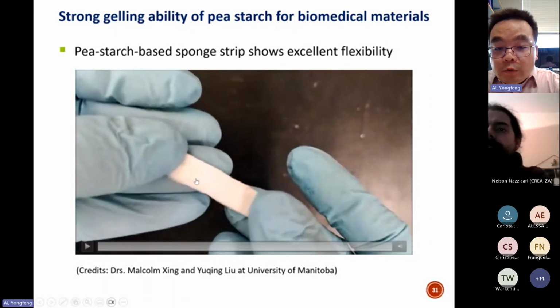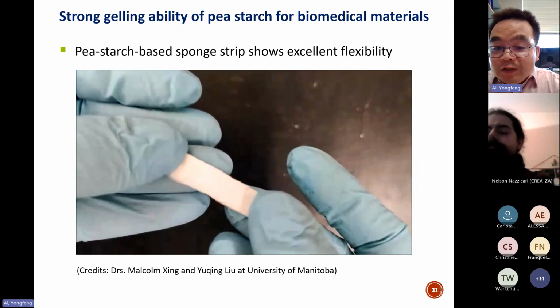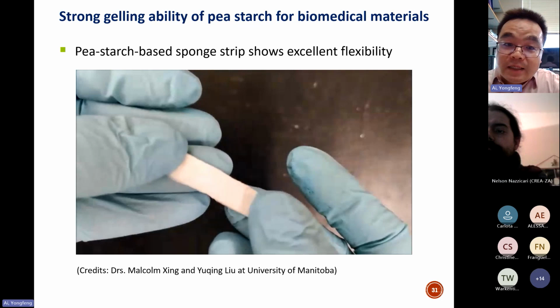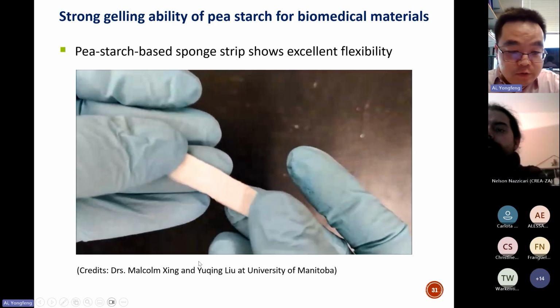So what I want to share with you is that this material is made of 100% pea starch. There are no other biopolymers. Definitely you have to add some water and some glycerol as a plasticizer, but there is no other biopolymer or any other polymer. So they are thinking to use this material for bandage application.